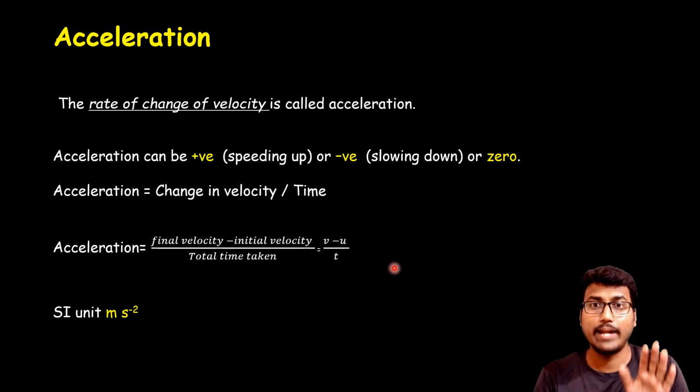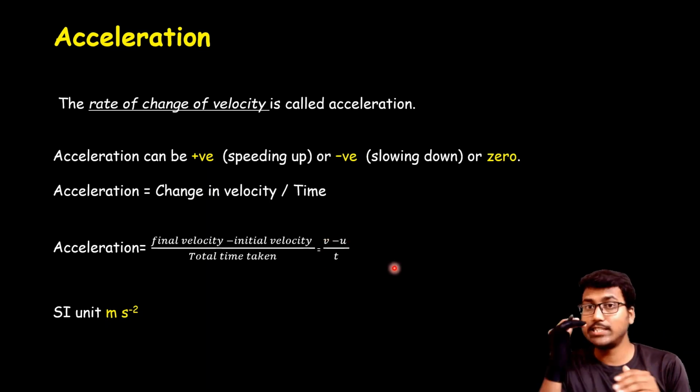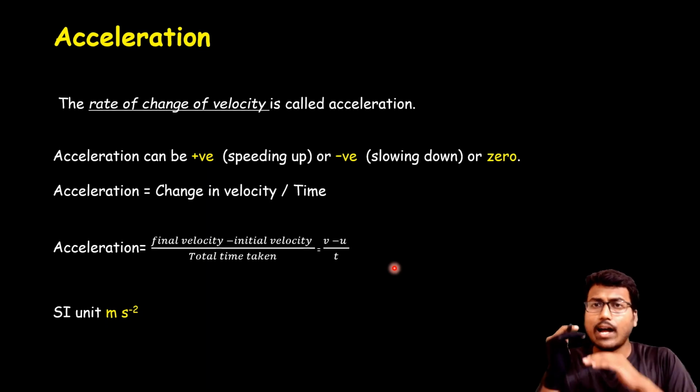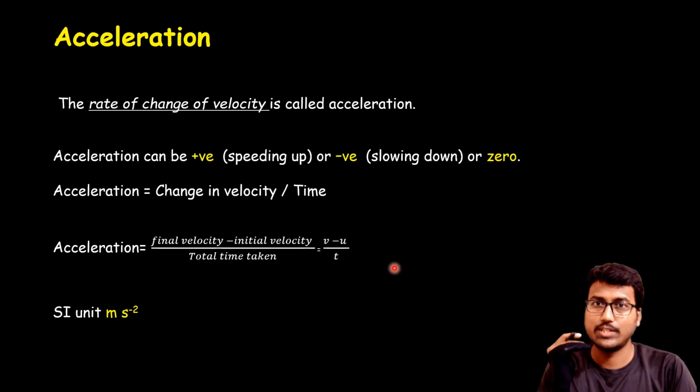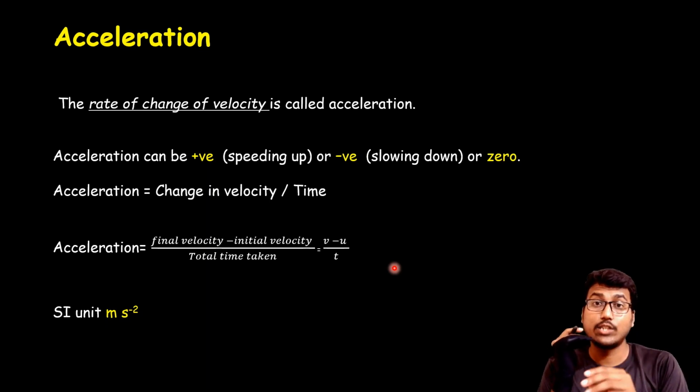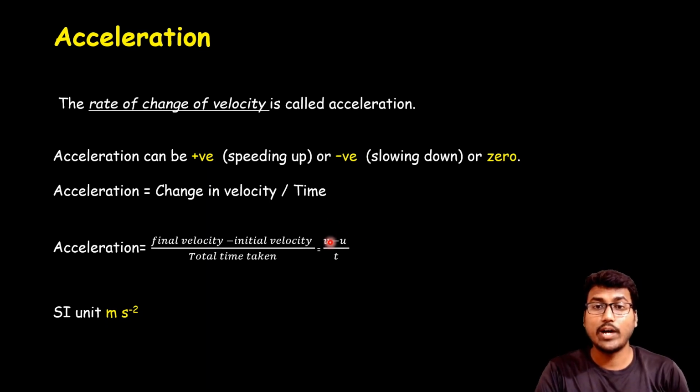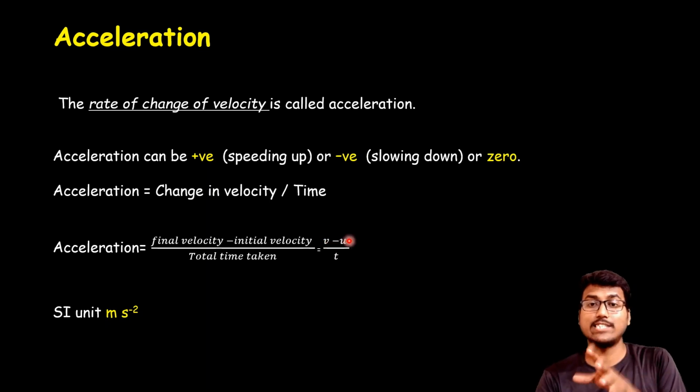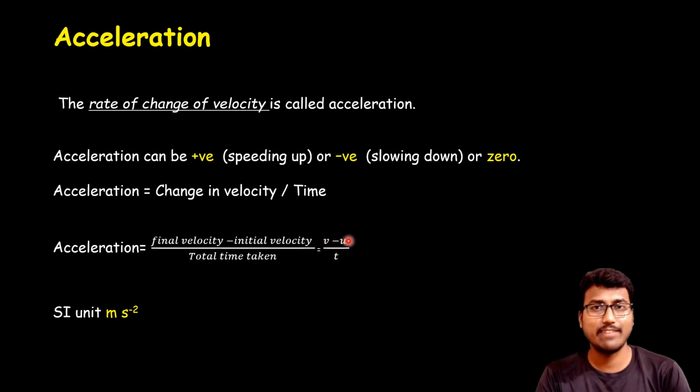If you apply the brake, then what happens? Initially, you will be having maximum speed, and when you apply the brakes, the speed gets reduced. Then final velocity will reduce. So you are going to have a less value minus a higher value, which is negative acceleration, also called retardation. When you apply the brakes, it will happen.